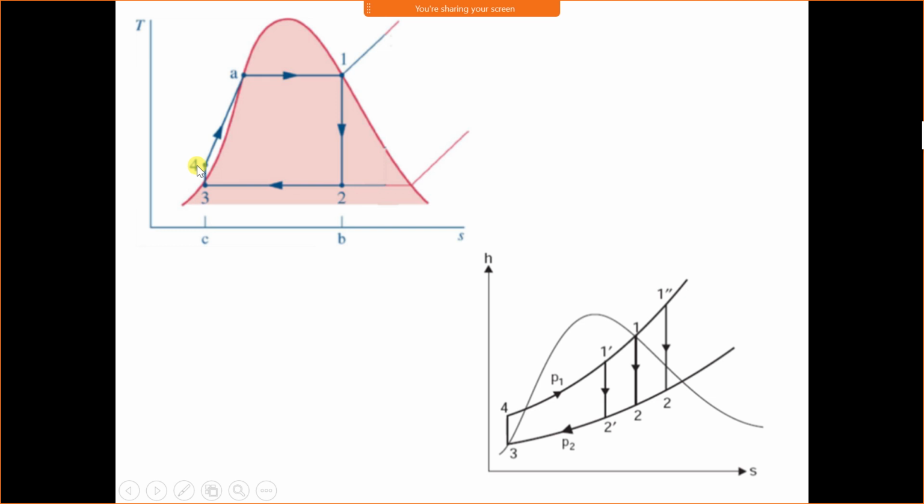Therefore, heat supplied in the boiler starts at point 4 and ends at point 1. Total heat supplied in the boiler is 4 to 1, and that total heat is divided into two parts. First, 4 to A is sensible heat, and A to 1 is latent heat. Then again, from point 1 to 2 is isentropic expansion in the turbine. Also in the pump, the process is isentropic pumping.